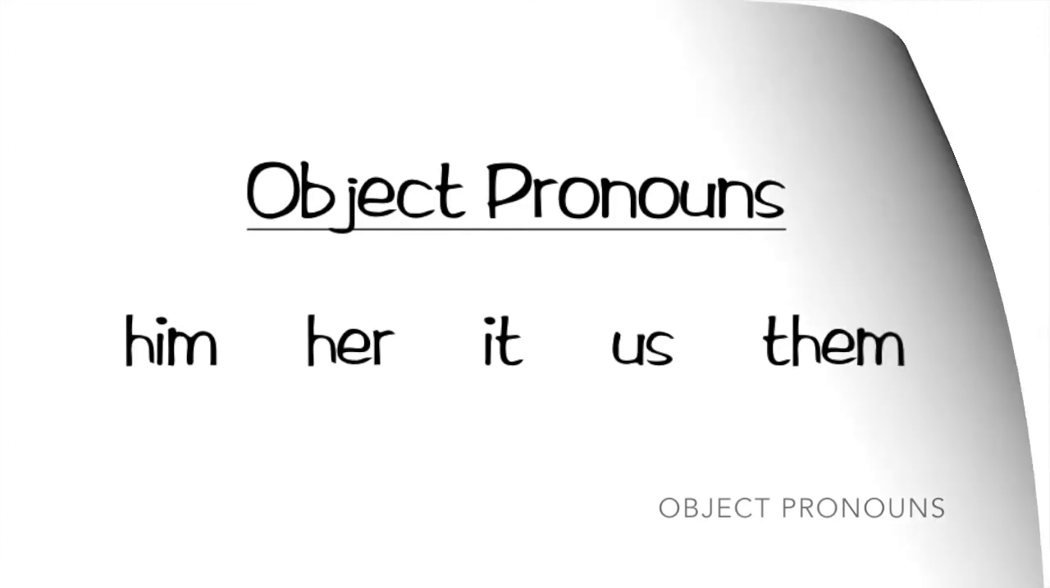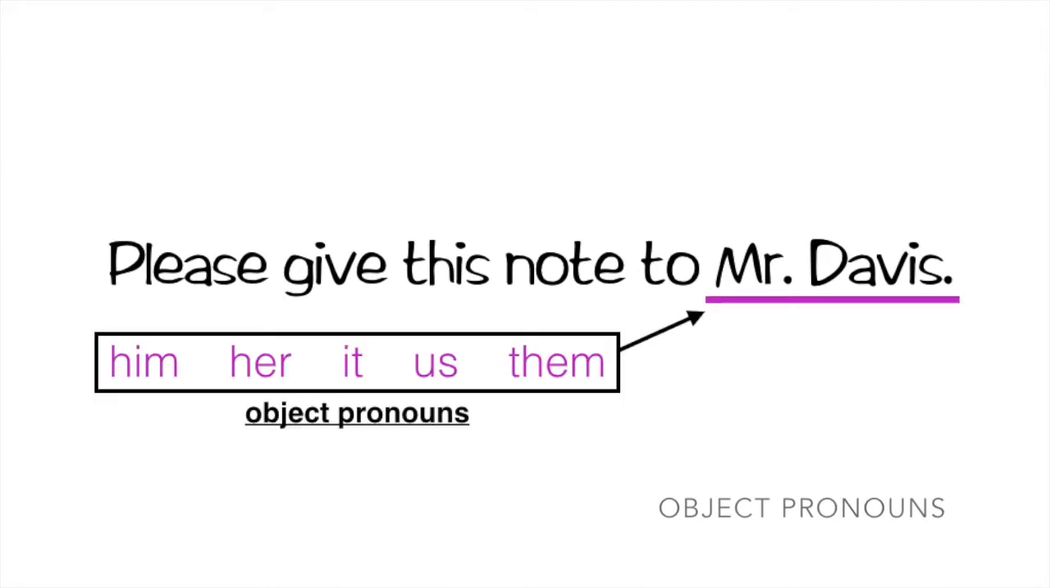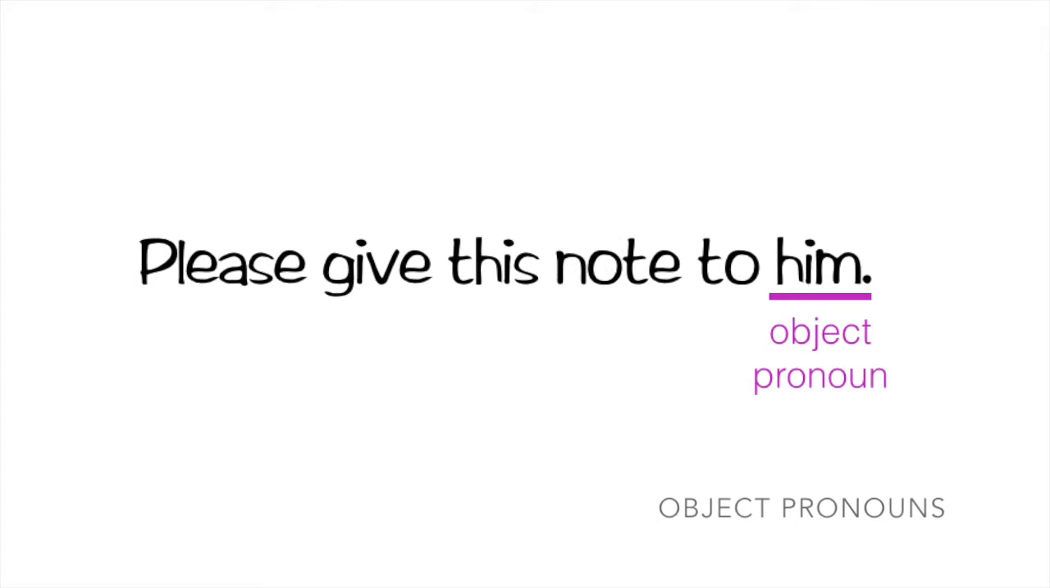Let's look at an example. Please give this note to Mr. Davis. So here, we could replace the person's name, Mr. Davis, with an object pronoun. So looking at our list, we know him would be the correct object pronoun to use since we're talking about a man. So please give this note to him.